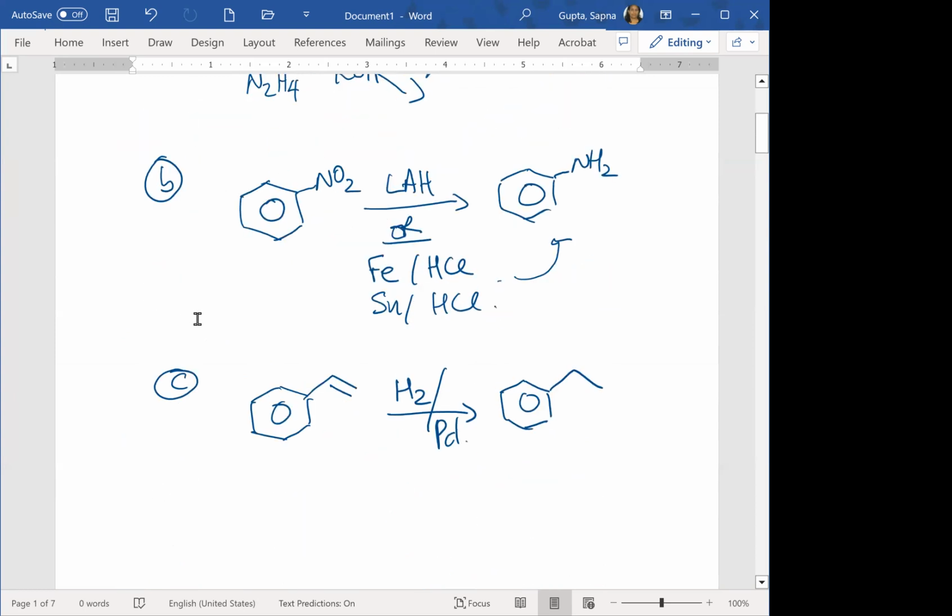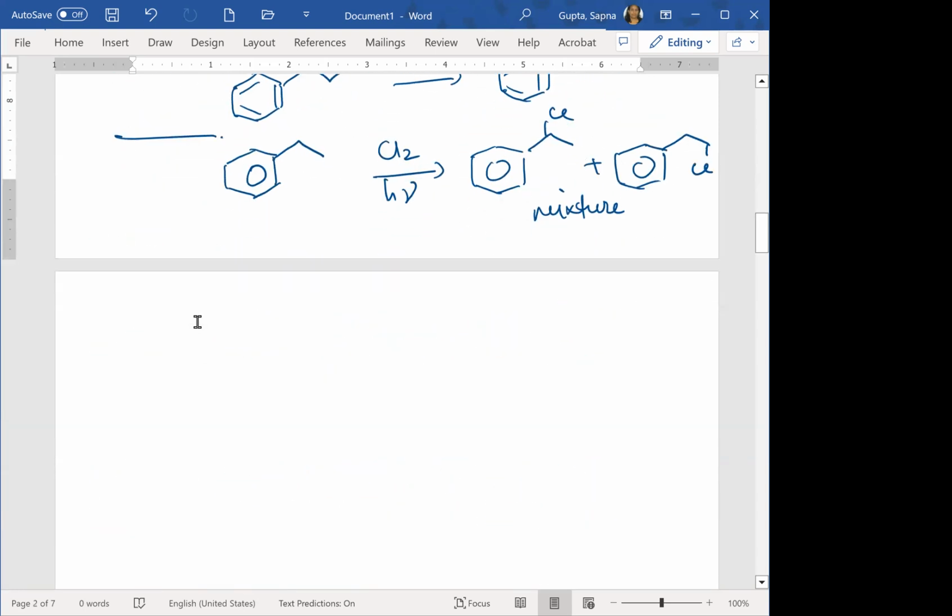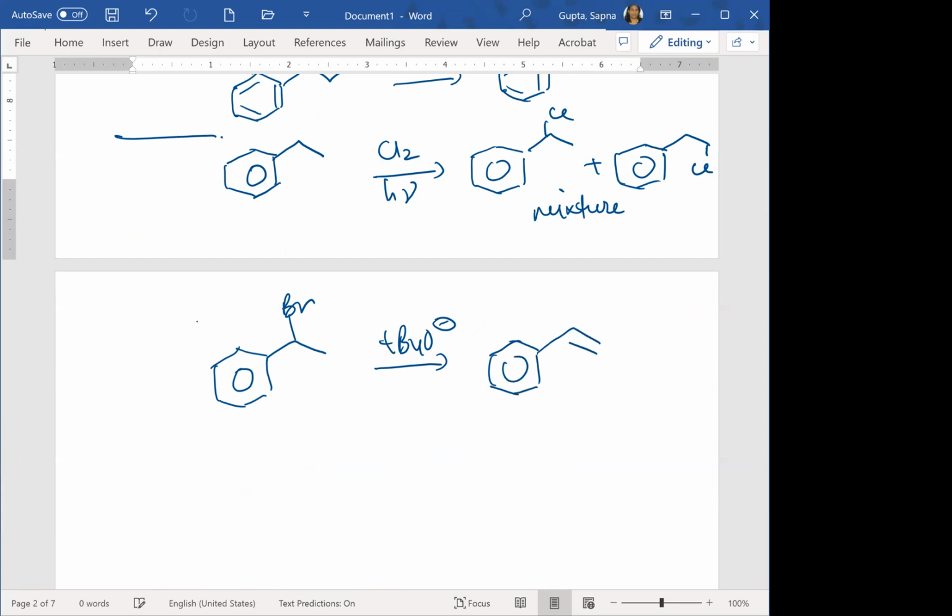Actually, let me show you what I mean by that. Let's go ahead and make styrene, because I told you we could make styrene. So this is it. For example, once you get this, now you can do t-butoxide on this one, and then get styrene or vinyl benzene, right? So this reaction is happening outside.